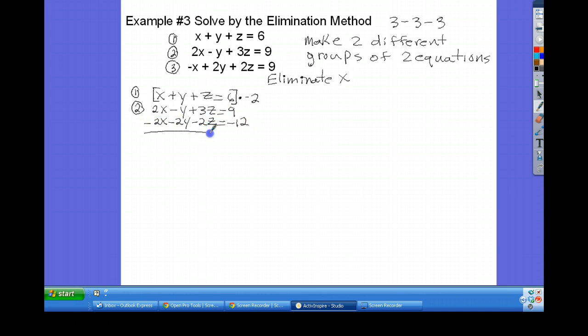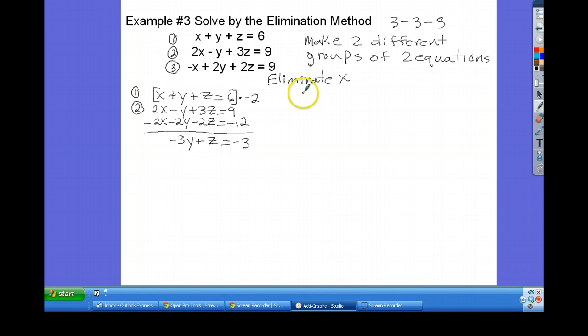And we add. Of course, the x's eliminate. That's what we planned. Negative 1y and negative 2y is negative 3y. 3z and negative 2z is plus 1z. 9 and negative 12 is negative 3. Okay? So we started out with two 3-variable equations. Now we have a 2-variable equation. Again, we're going to change the 3-3-3 to a 2-2-3. Now here's where the other 2 is coming from.